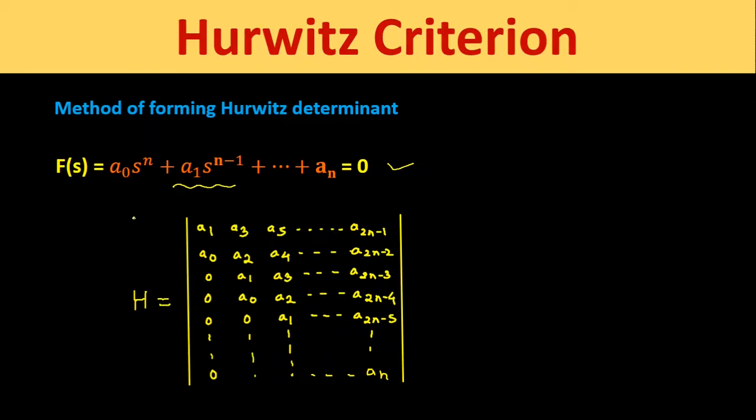So from this determinant we can see that the first row consists of odd coefficients of this equation and the second row consists of even coefficients of this equation. And for building the third row, we have inserted first 0 in the determinant and then we have written the first row as it is, that is a1, a3, etc.